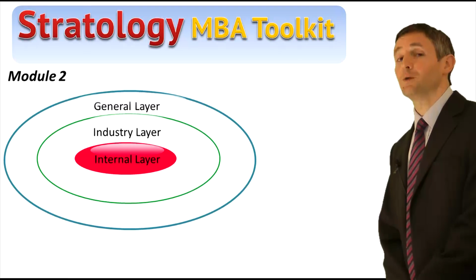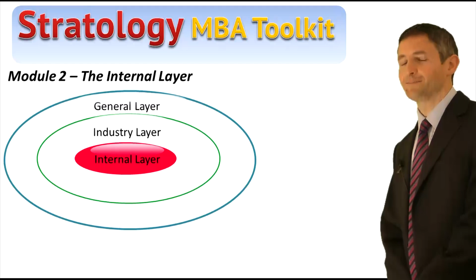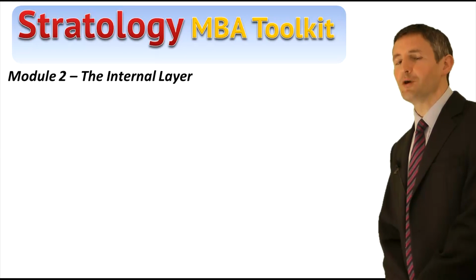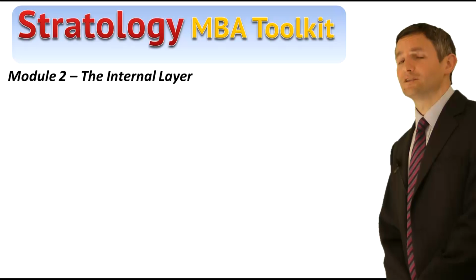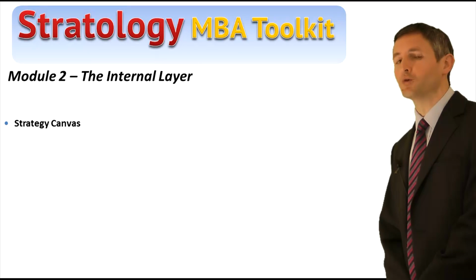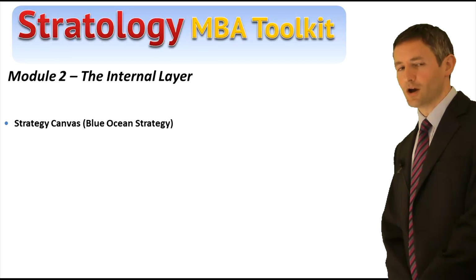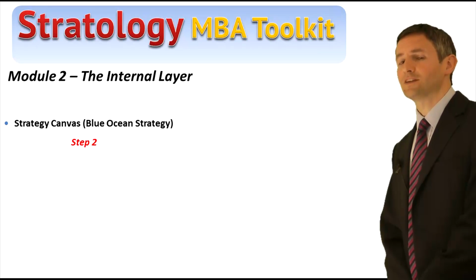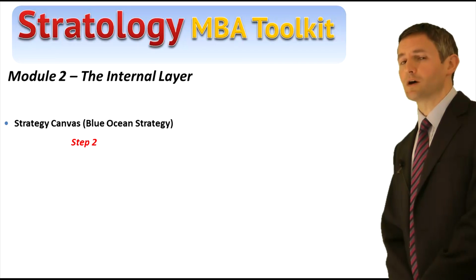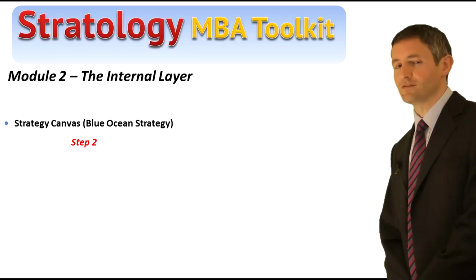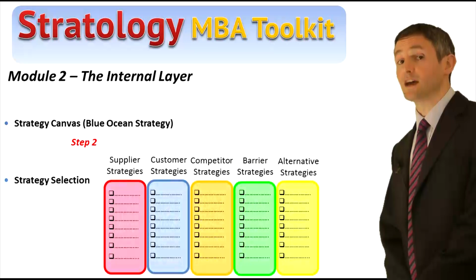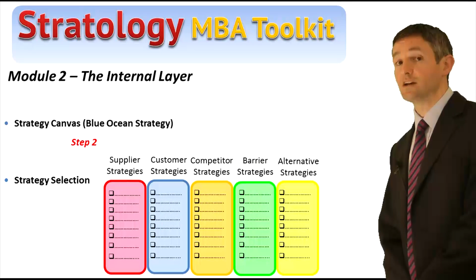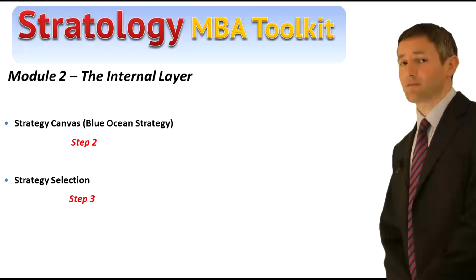So in Module 2, we're going to focus on the internal layer. And in looking at this, we're going to go through the following 3 steps. So first of all, we're going to look at how to draw something called a strategy canvas. And this is derived from something else called blue ocean strategy. And this will be step 2. So step 1, of course, was our Porter's 5 forces analysis. Step 2 will be drawing a strategy canvas. Then we'll be ready to consider how we go about selecting strategies from the predefined lists. So strategy selection will be step 3.